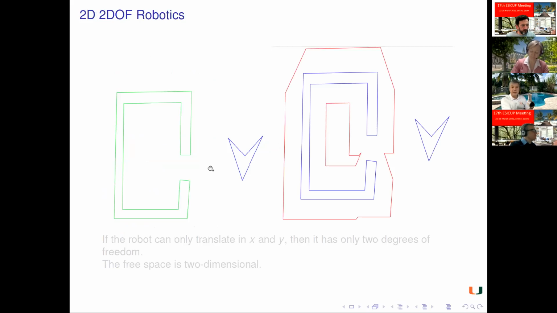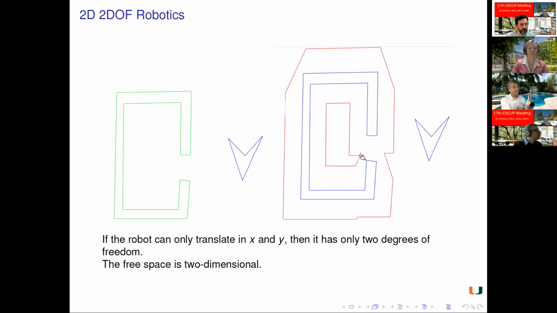So let's go back to the 90s, perhaps. This is a lesson that I have in my computational geometry class, where I ask the students to take here's an obstacle for a robot, and here's a robot, and calculate the boundary between the object overlapping and not overlapping the obstacle, and that's this red boundary. And the robot can only translate in X and Y, so it has only 2 degrees of freedom. So the free space is 2-dimensional, and so you can overlay the free space onto the space itself.